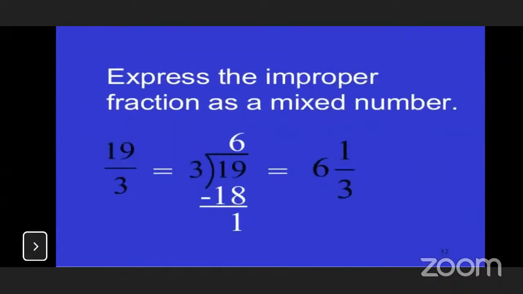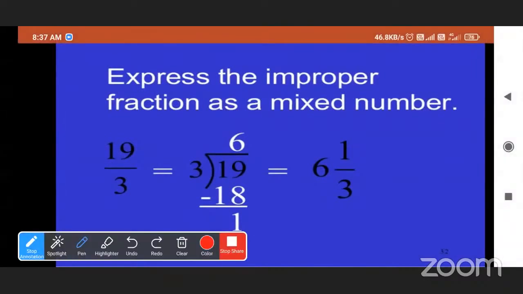Very good. Now, how to express an improper fraction as a mixed number? The example given is 19 upon 3. So we divide 19 by 3. By dividing we get 6 as quotient and 1 as remainder. So here the mixed number of 19 upon 3 is 6 and 1 upon 3. We write the quotient as the whole number, the remainder as the numerator, and the denominator stays the same.